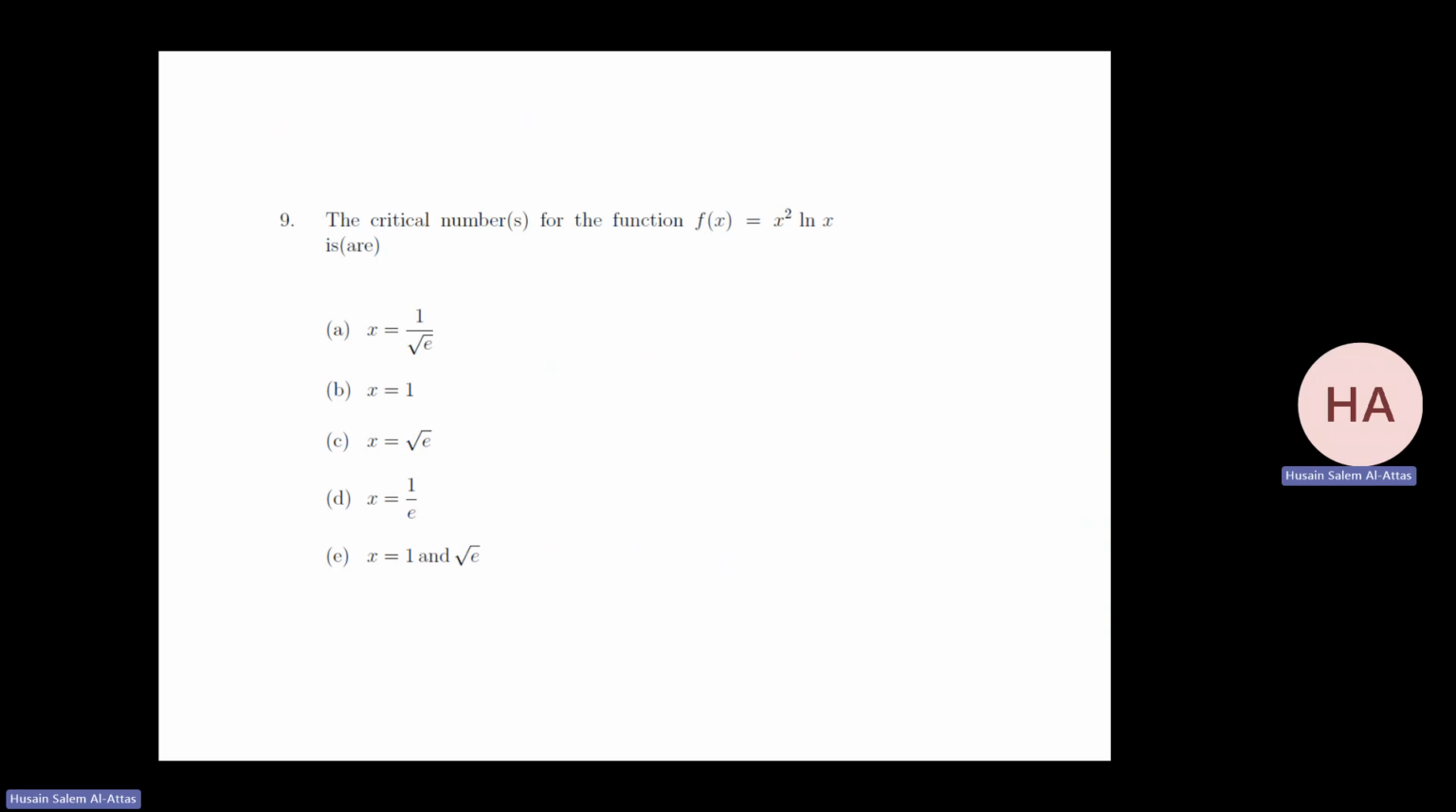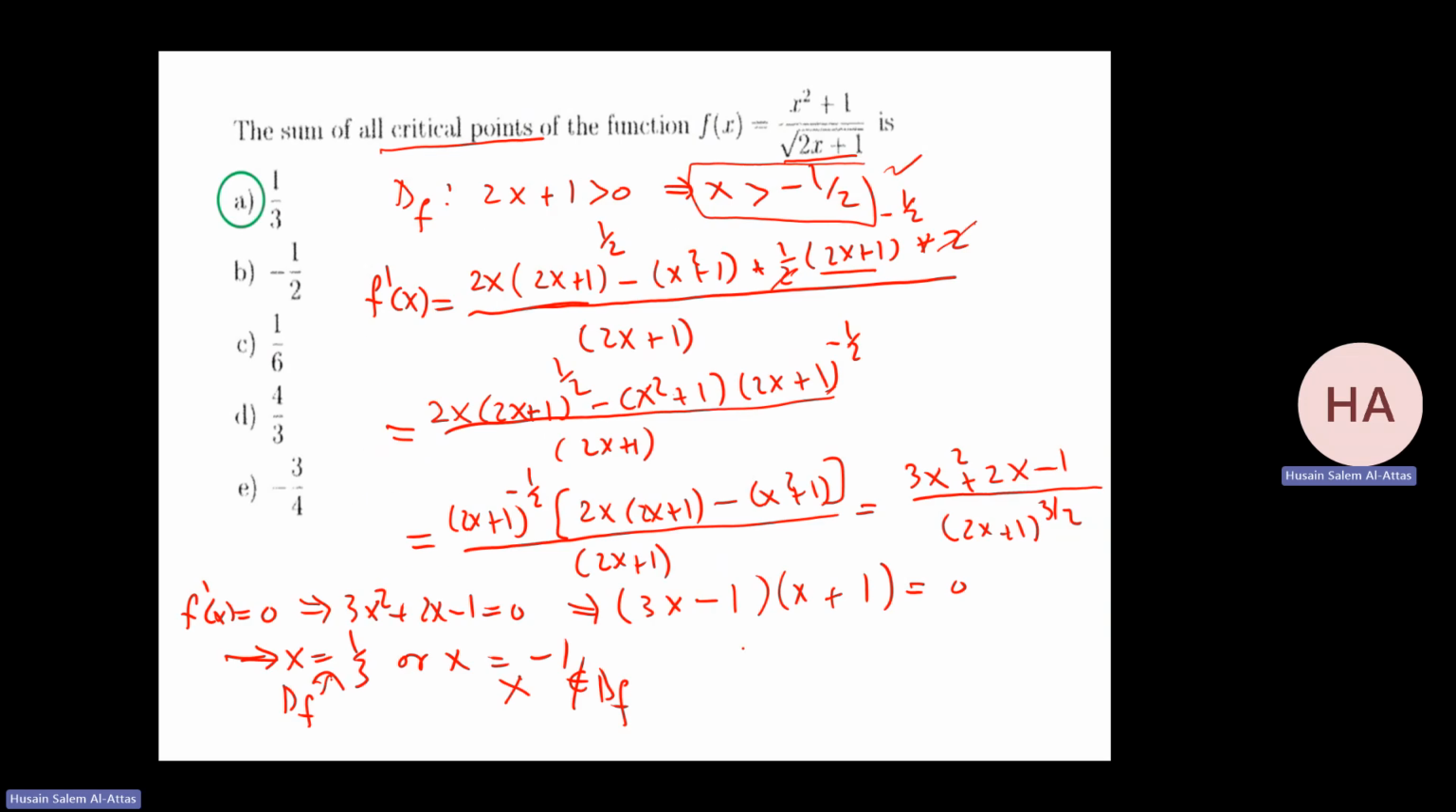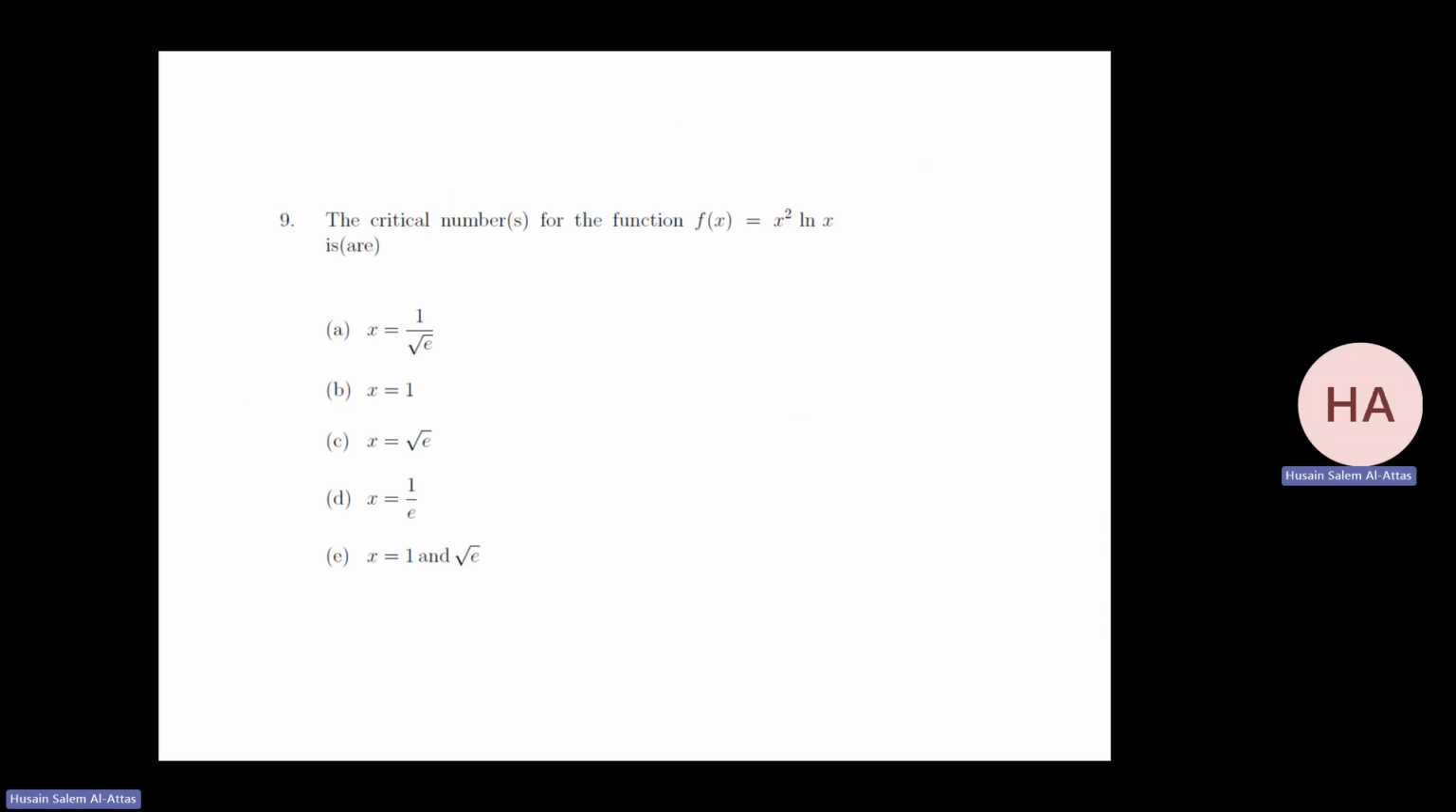When f prime does not exist, if x equal minus half, and this does not belong to the domain of f. For the domain of f, I need x to be strictly greater than minus half. So what are the critical numbers? I have only one, which is x equal 1 over 3. This does not belong, this does not belong. Yeah, which is this one.